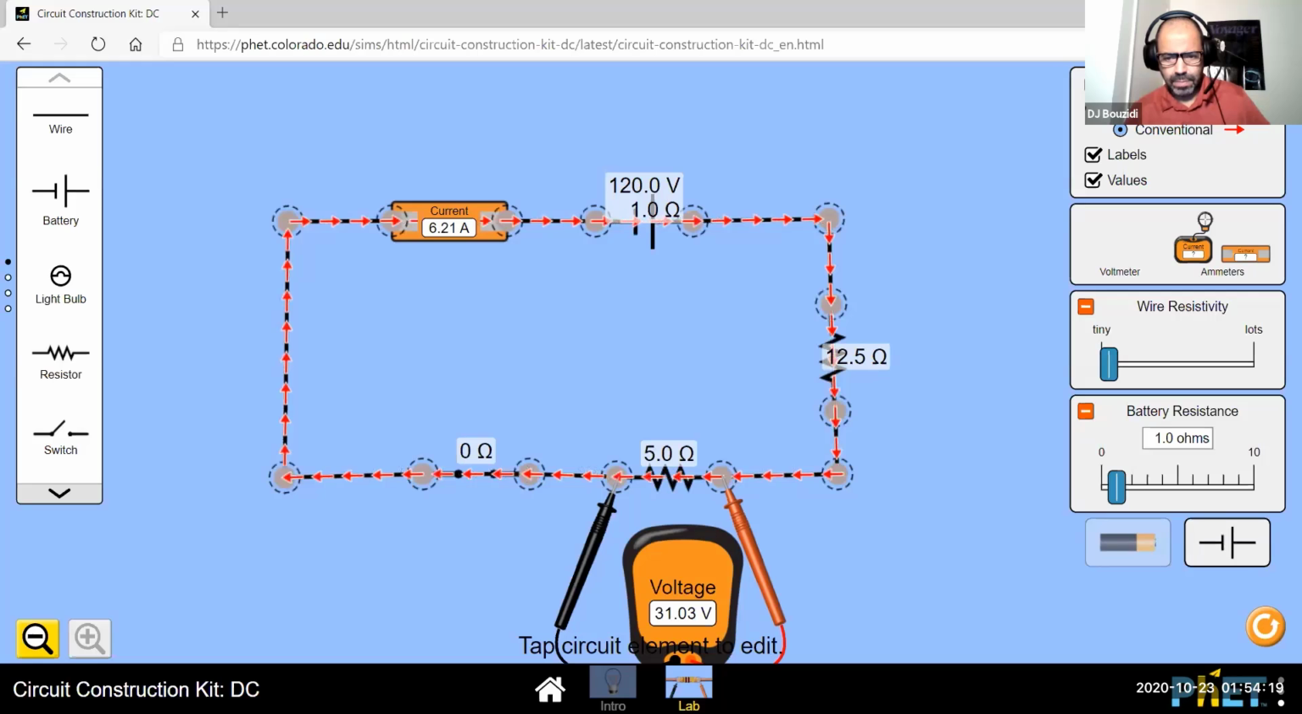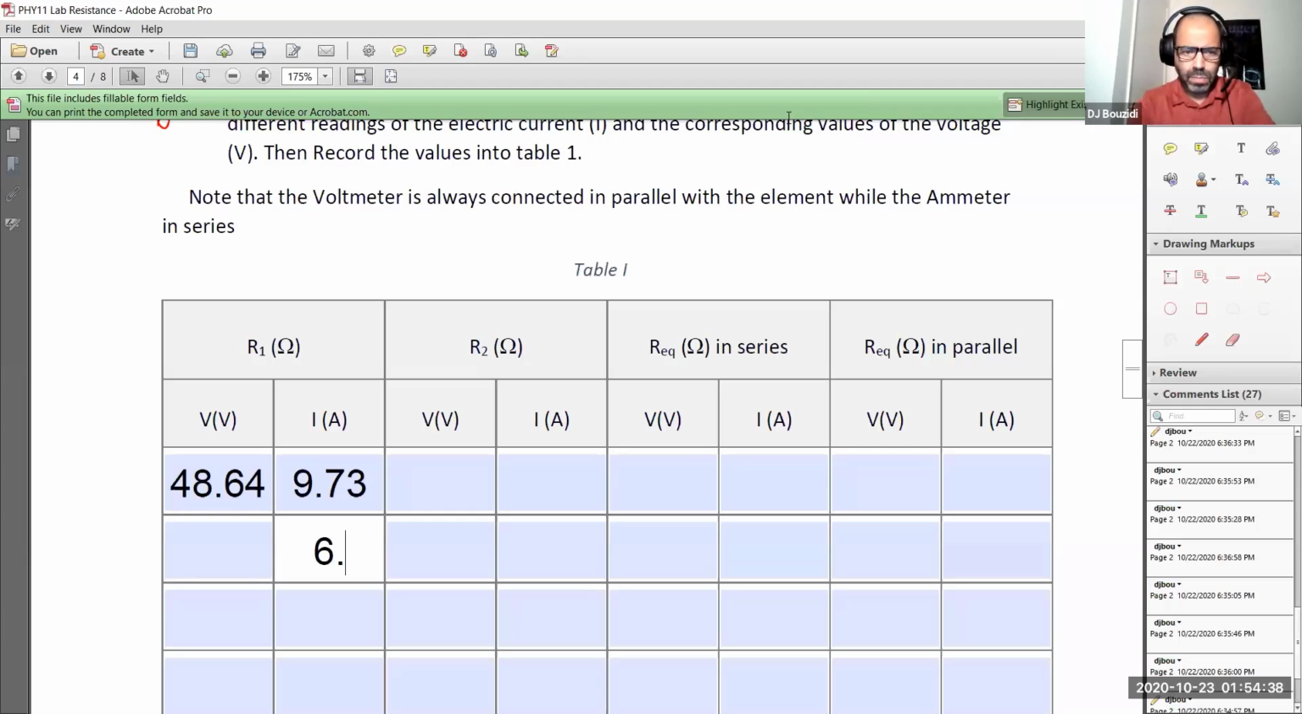Where is my table? So stop sharing the screen. So I need to go into the table. So the current now is 6.21. And the voltage now is 31 point something. Let me check quickly. 31.03. Does everybody understand now how to complete this table?